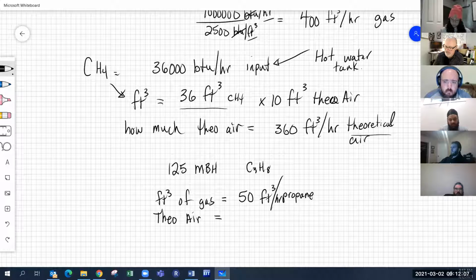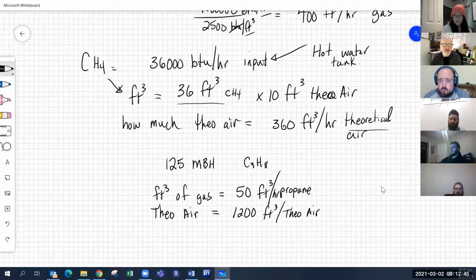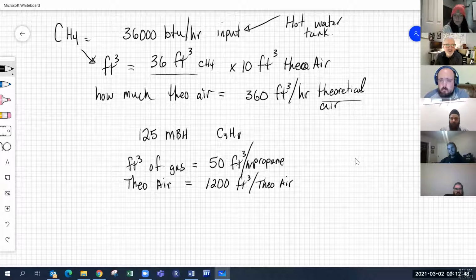And then we times that by 24, right? For every 1 cubic foot of propane, we need 24 cubic feet of theoretical air for propane. Remember that? So that should be 1200 cubic feet theo air. Does everybody concur with that statement? Did you just use 125,000? That is 125,000. That is correct.